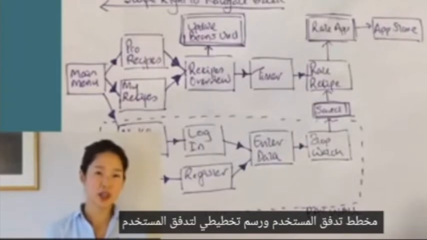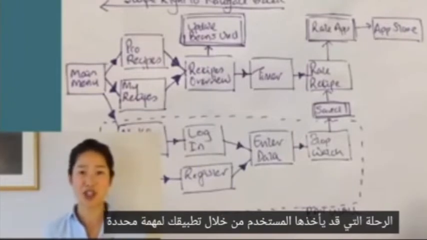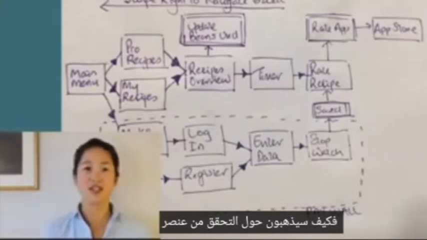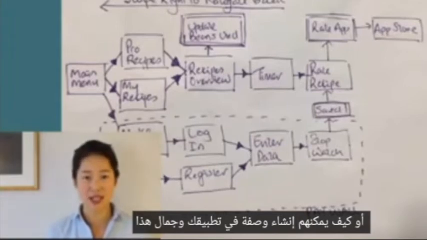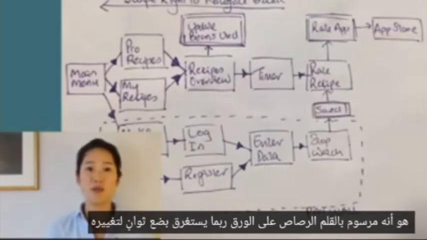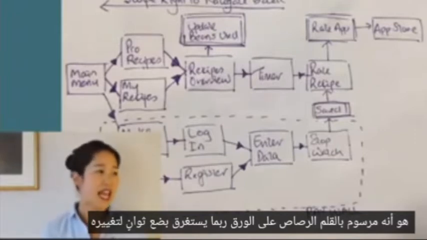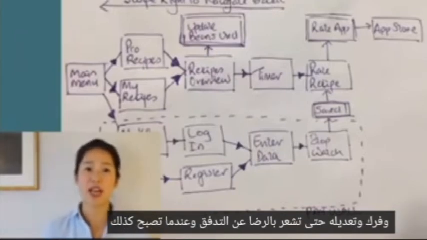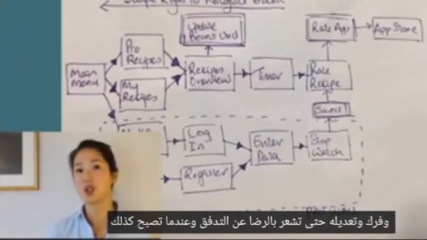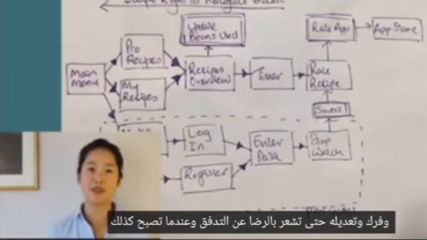And a user flow diagram maps out the journey that a user might take through your app for a specific task. So how would they go about checking out an item? Or how might they create a recipe in your app? And the beauty of this is that it's drawn pencil on paper. It takes maybe a few seconds to change and rub out and modify until you're happy with the flow.